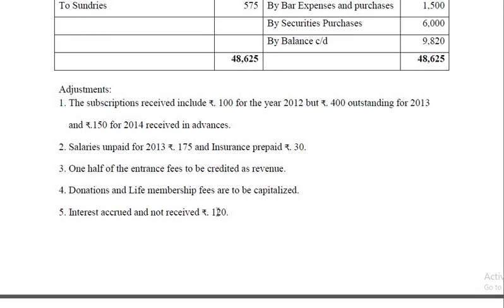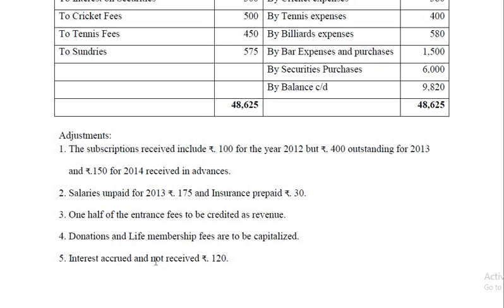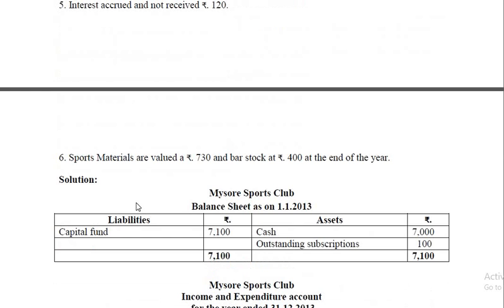Interest accrued and not received 120. Interest is earned but not received, so it should be added to interest account here. Interest on securities 300, to that you have to add. Yes, so that should be added, and again in the balance sheet that will come to the asset side because it is the income to be received.